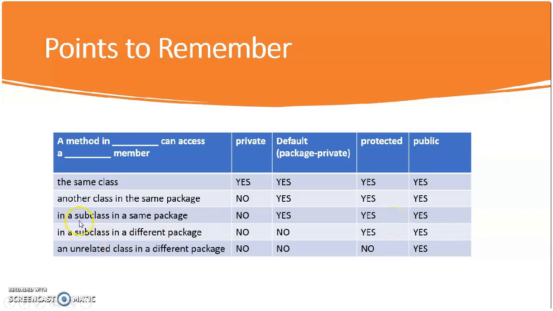Now, in case the subclass is in a different package, it is not in the same package, then it can access only the protected and the public members of the class. It cannot access the private and default members. Now, if there's a completely unrelated class in a different package, in that case, the method in that class can access only the public members of the other class. So this is how we can define the accessibility of the various members of a class, based on whether they are private, default, protected, or public.